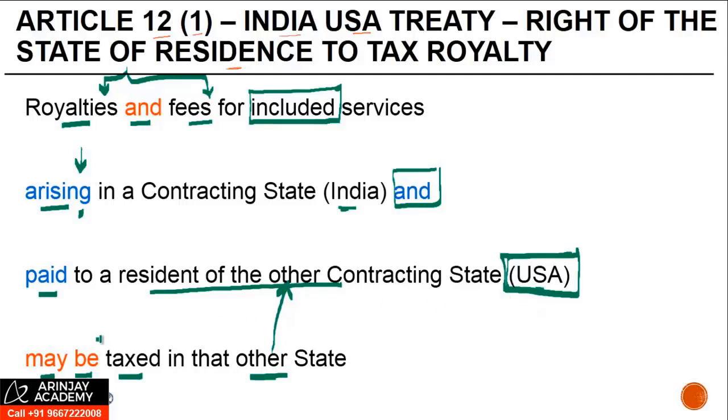Now the use of the words may be taxed indicates that the royalty may be taxable in US, but India may also have a right to tax it. Now that part is specifically not included in Article 12, Paragraph 1 of this treaty. But when we go to Paragraph 2, we'll get that answer over there.